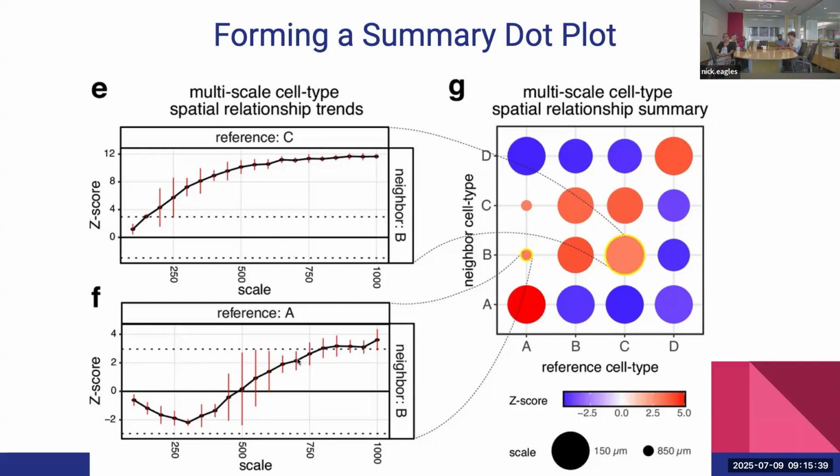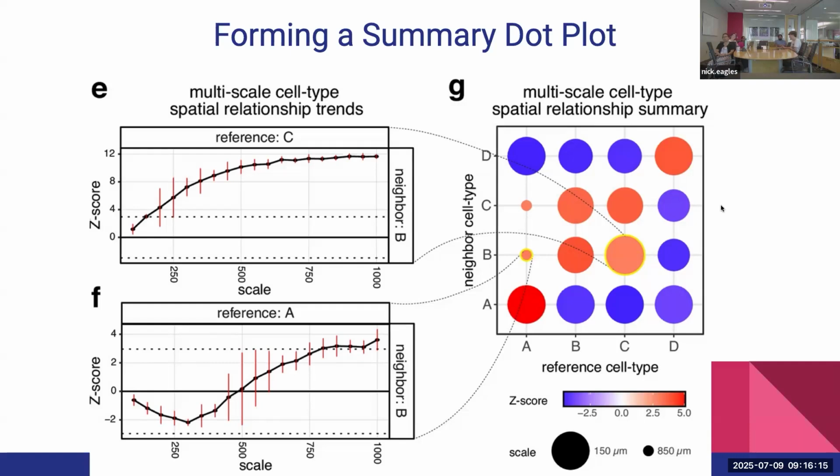Similarly, for the reference A and neighbor B, like I mentioned, the scale at which it becomes significant is much larger, maybe around, let's say, 800 microns here. And so it's still a positive relationship, right? The z-score is positive, so it is co-localization behavior. We get a red dot since it's co-localized, and then a very small dot because it's a larger spatial scale. So we have some relationships that are only evident once you look at a larger scale.